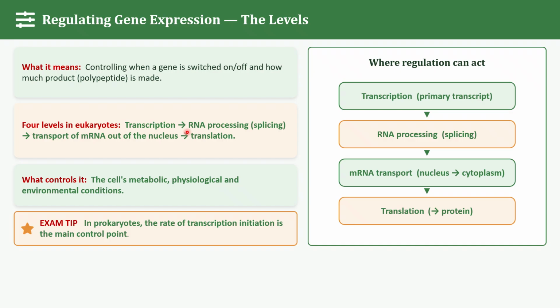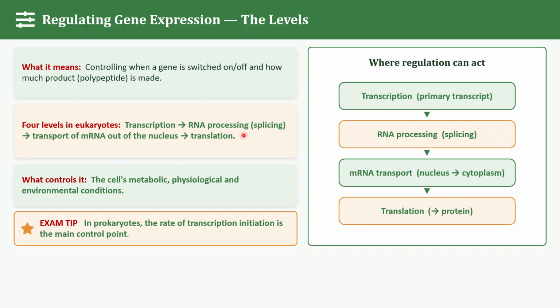And the next one is the processing level. The primary transcript which came from the DNA undergoes processing to form mature mRNA, and the regulation can occur during RNA processing. It includes splicing also. We already know what splicing is. Splicing is nothing but introns are removed and exons are joined together. So the primary transcript is forming mature mRNA.